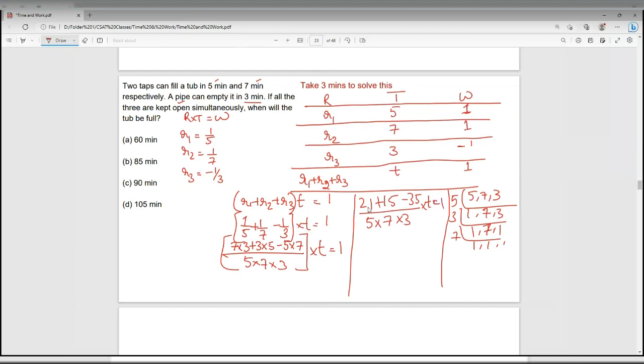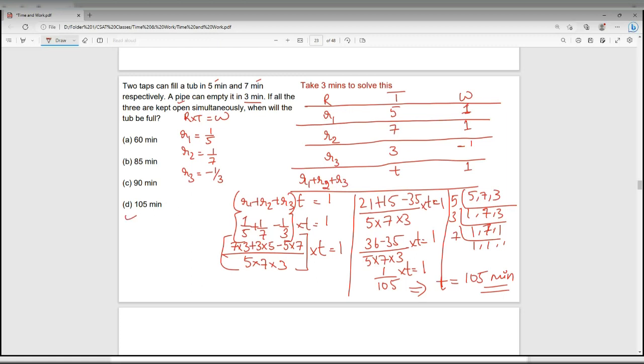And then this is 21 plus 15 is 36. And 36 minus 35, over 5 into 7 into 3, into t is equal to 1. So this is 1 by 105, since 7 5s are 35 and 35 3s are 105, into t is equal to 1. This implies t is equal to 105 minutes. So when all the three pipes, two inlet pipes and one pipe which empties, are open, it will fill the tub in 105 minutes.